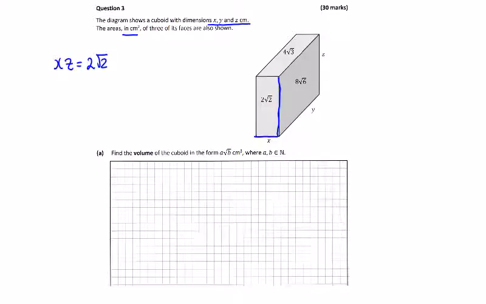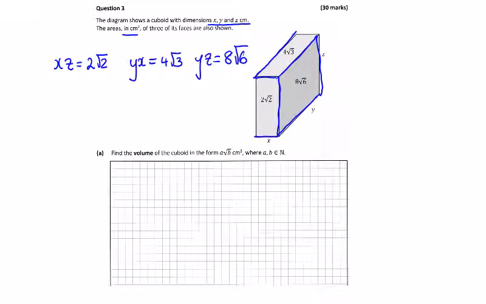What else have we got here? We have this big long one here. That's y times x. Not y times z. y times x is equal to 4 root 3. And lastly, we have this big face here. The 8 root 6 is y times z. y times z is equal to 8 root 6.